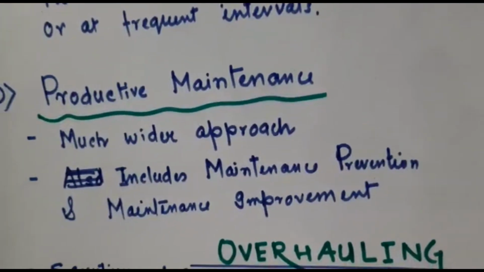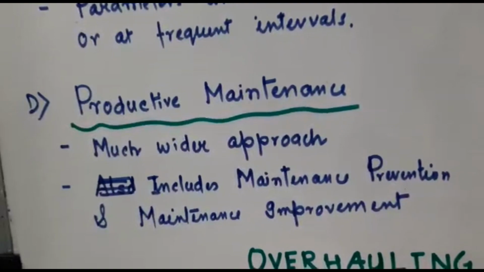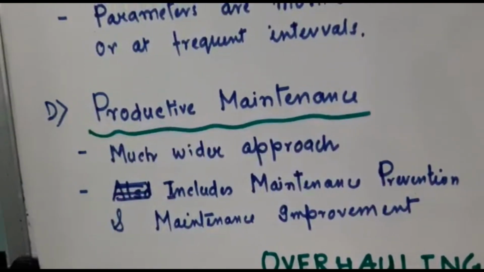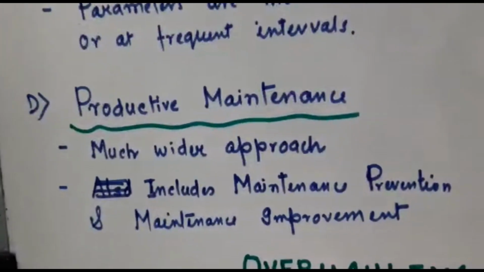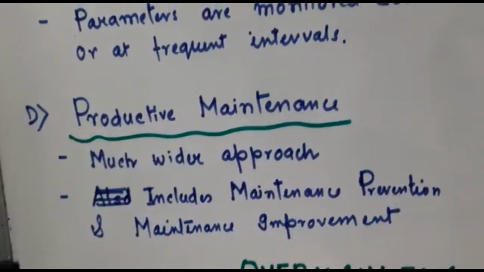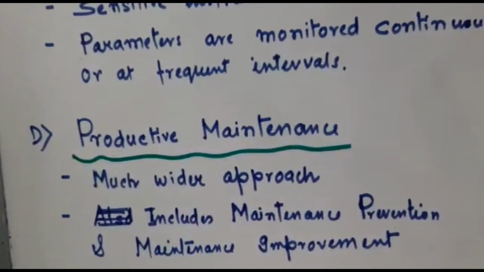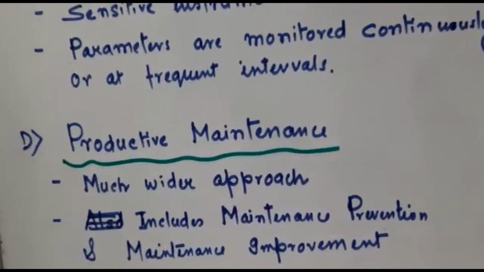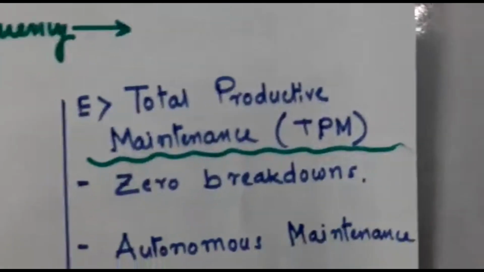High maintainability means you will be needing less amount of time, effort, as well as resource to maintain the machine, to carry out the maintenance job when it is called for. So that is what is called maintenance improvement. So productive maintenance mainly focuses on maintenance prevention as well as maintenance improvement. Next is total productive maintenance.